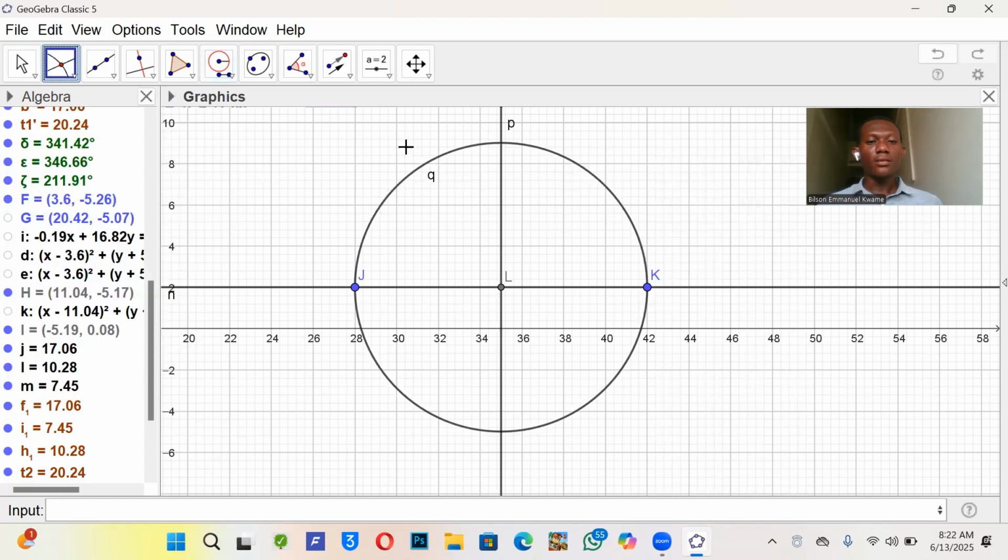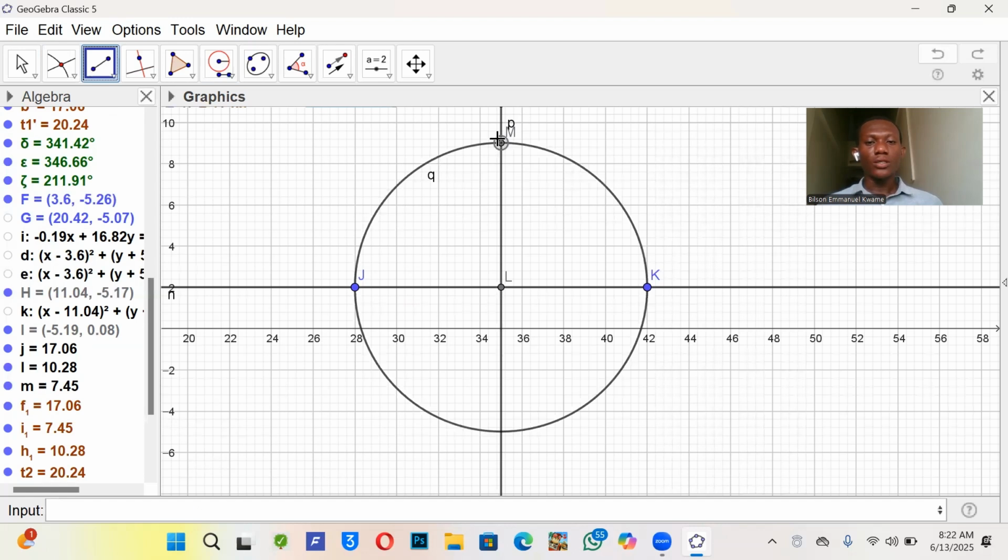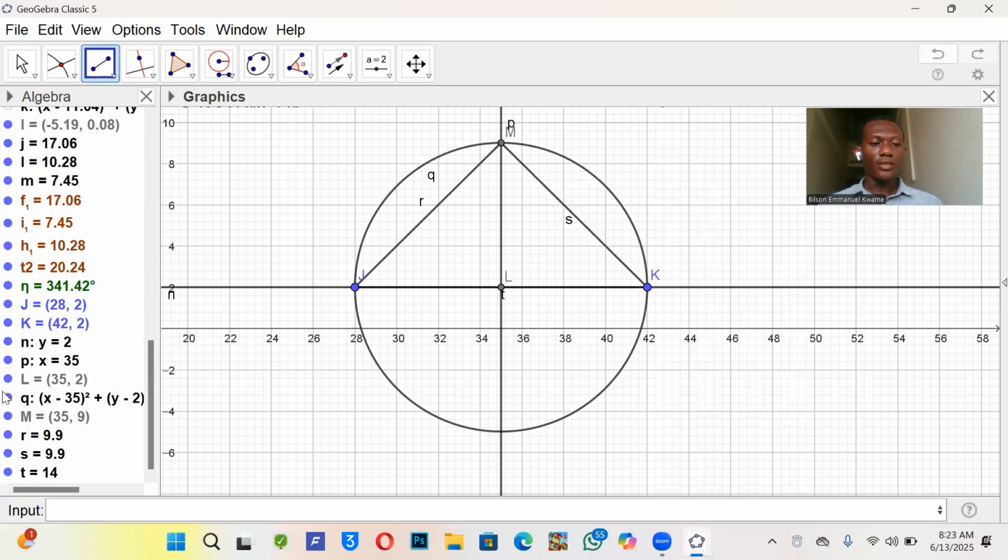Then we look for the intersection, right? Then we point here. Now our isosceles triangle is almost ready. We use our line segments to join these points together. Good. Now we are done drawing our isosceles triangle.